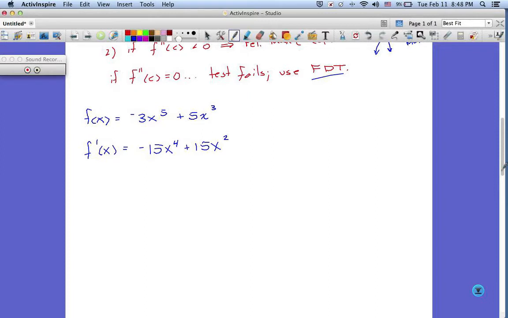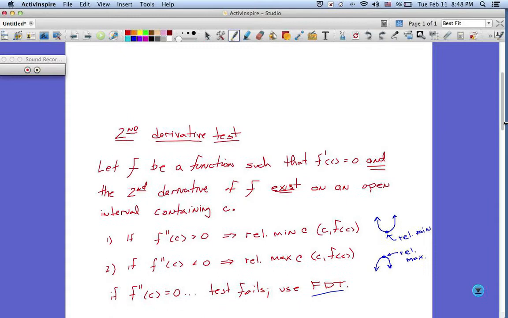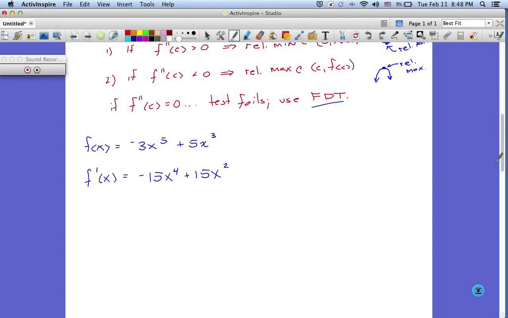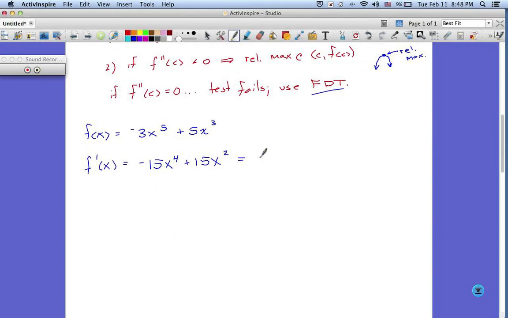So keep in mind what the second derivative test says. It says let f be a function such that f prime equals 0. So I need to set the first derivative equal to 0. I'm going to factor out a negative 15x squared. And I'm left with x squared minus 1 equals 0. So I get three solutions, 0 and plus and minus 1.